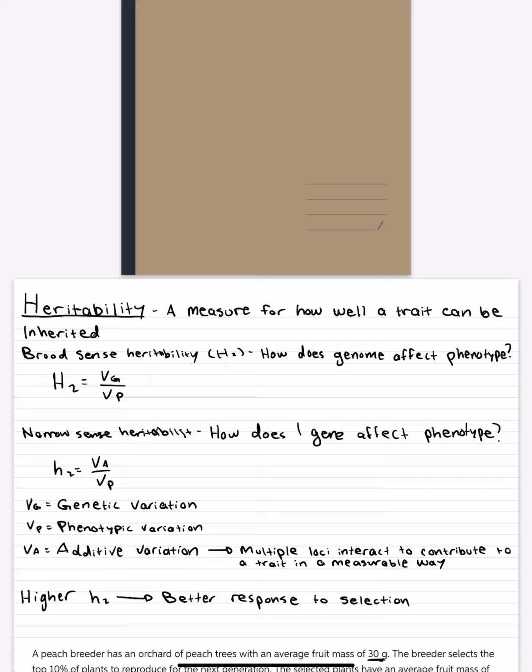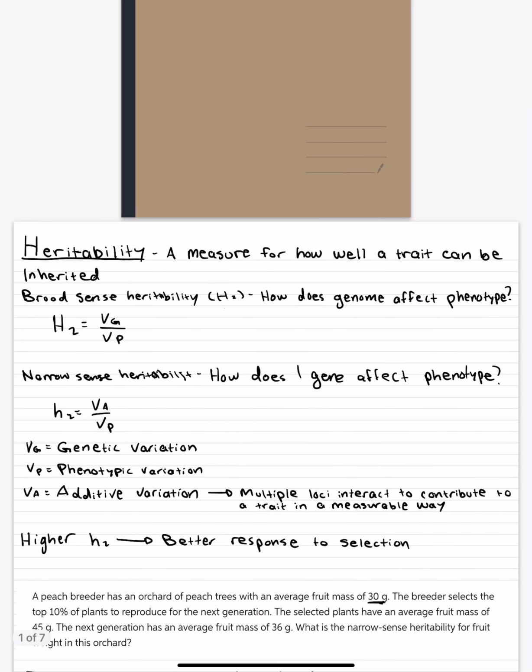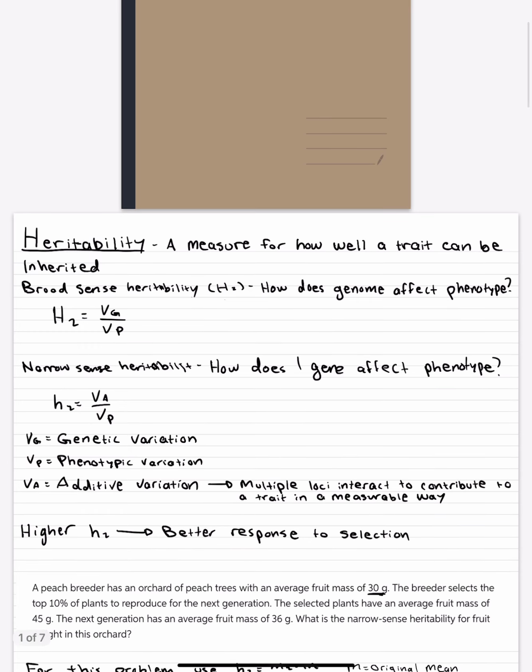Narrow sense heritability, also known as little h2, essentially asks, how does one gene affect the phenotype? What that means is, narrow sense heritability essentially just measures the additive genetic variation, or just the variation that one gene can have on the phenotype. And that equation is little h2 equals VA over VP, with VA being additive variation and VP being phenotypic variation. If an individual has higher narrow sense heritability, that means that individual has a better response to selection.